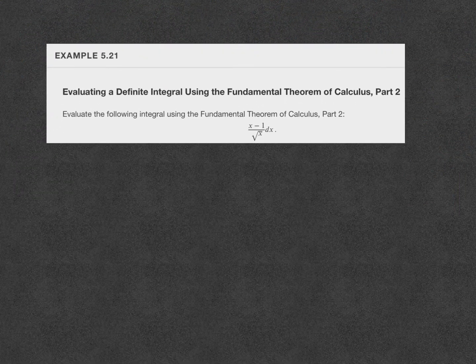Evaluate the following integral using the FTOC part 2. And this is another one where I have to add on what the integral is, because the screenshot didn't work out nicely. This is the integral from 1 to 9 of x minus 1 over radical x dx. Let me write it out first. 1 to 9, x minus 1 over the square root of x dx.